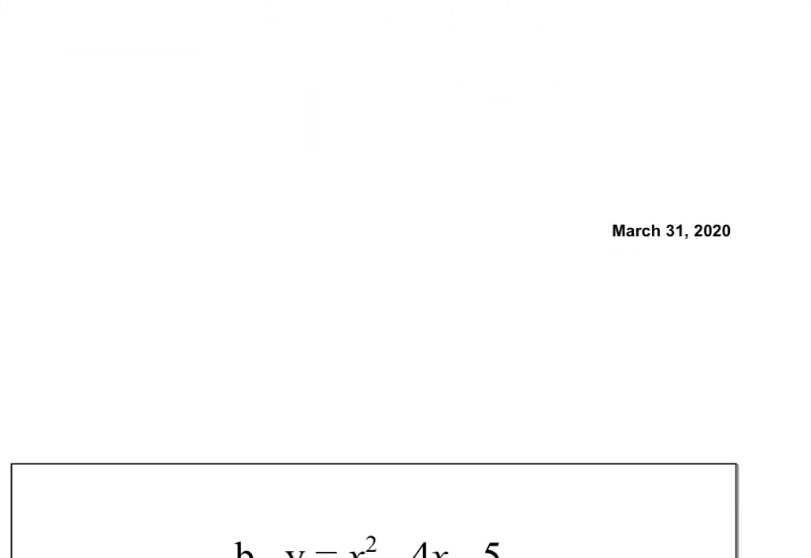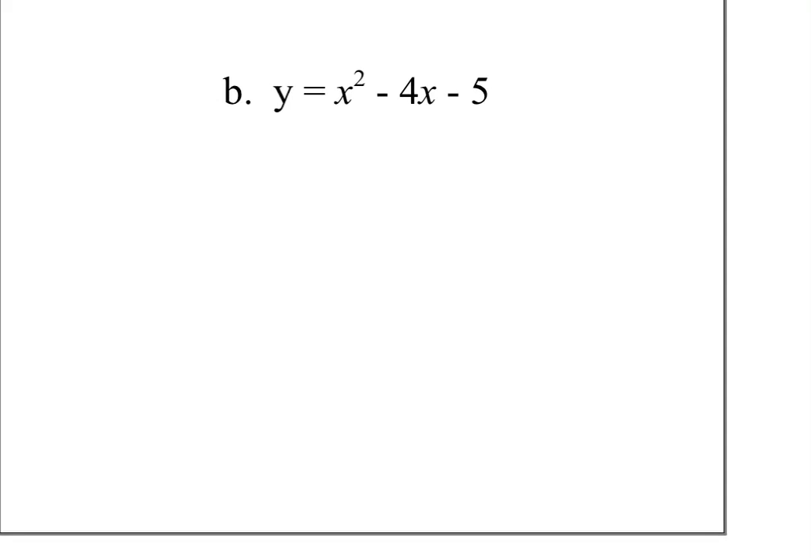Let's try another. y equals x squared minus 4x minus 5. We're going to try to solve by factoring. So we remember our goal is we're trying to see what's going on with this function when it crosses the x-axis, when y equals 0.